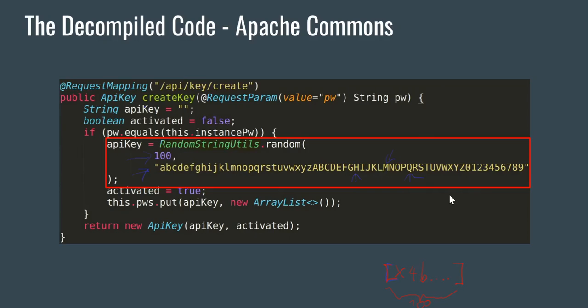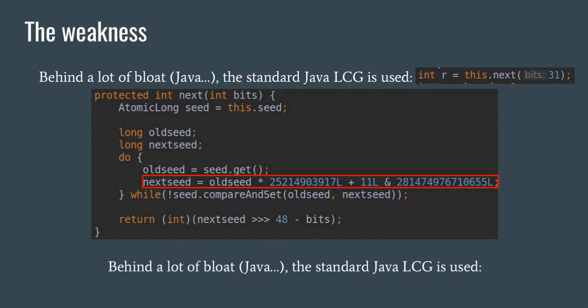So how does that work? Well, internally, RandomStringUtils uses the Java random number generator, which is an LCG, linear congruential generator, with 48 bits of state. And within RandomStringUtils, it calls this .next with 31 bits. So it uses the LCG to get 31 bits.